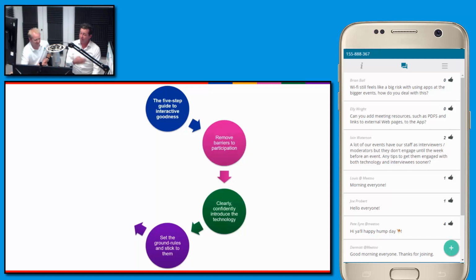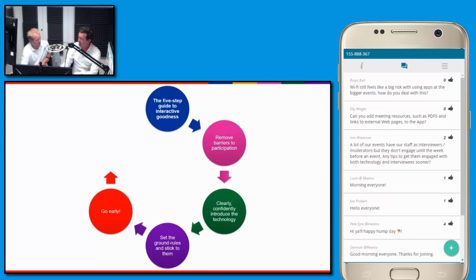The third one is setting the ground rules and sticking to them. And actually, Dermott, you and I have failed to do this, so I should take my own medicine. But this is around how you use anonymity. Okay, so you either say that you've got anonymity and you stick to it, or you say you haven't got anonymity and you stick to that. But flipping between the two or being unclear is really important to get clear, because otherwise you don't get trust from the audience.